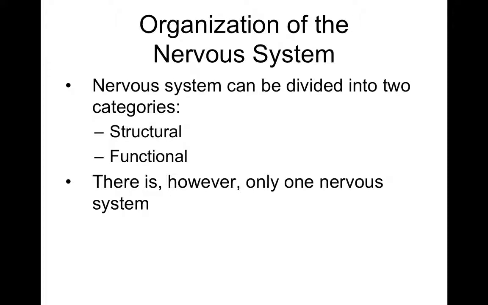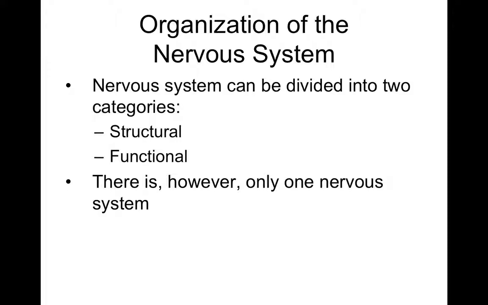Now, there's different ways we can divide the nervous system. We can talk about it either structurally or functionally. Structurally, there's just two main divisions of the nervous system. We've got a central nervous system and a peripheral nervous system. But they're all made of nervous tissue, which is what we're going to talk about today. The central nervous system is only your brain and spinal cord. The peripheral nervous system is everything else.